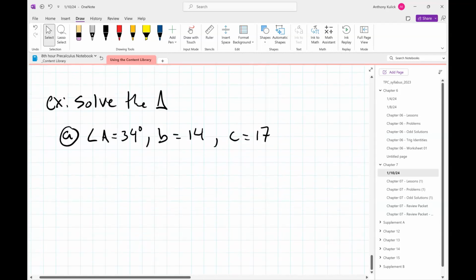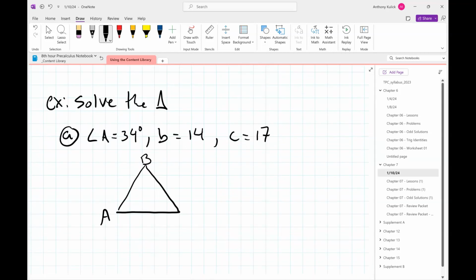So here we're given that angle A is 34. Side B is 14. Side C is 17. So again, I'm going to draw and label my triangle. I'm going to add in my given information. What situation am I in here? Side angle side. So that tells me I should be using the law of cosines here.